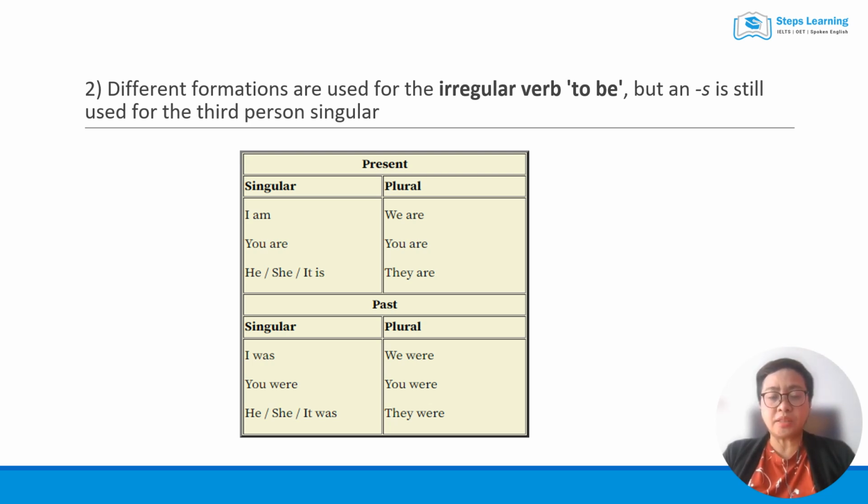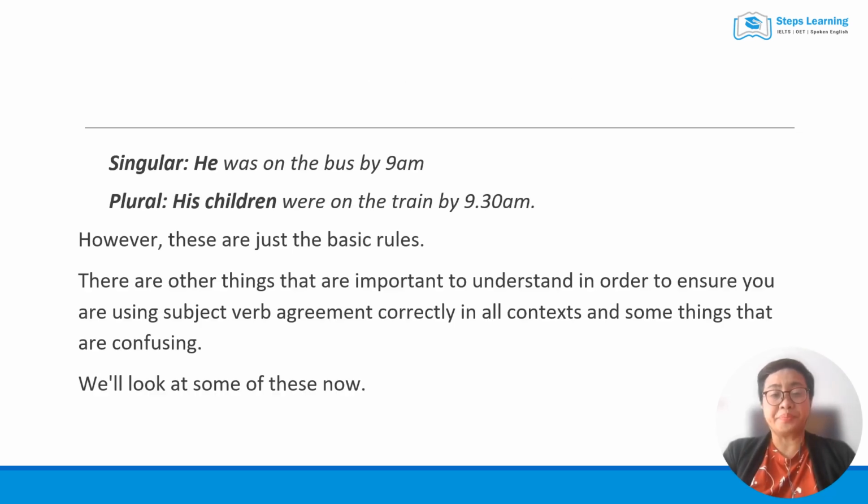For the past, singular is I was. The plural is we were. And then singular and plural is the same. You were, you were. And then he, she, it was. While plural is they were. So example sentence, he was on the bus by 9 a.m. While plural, his children were on the train by 9:30 a.m.